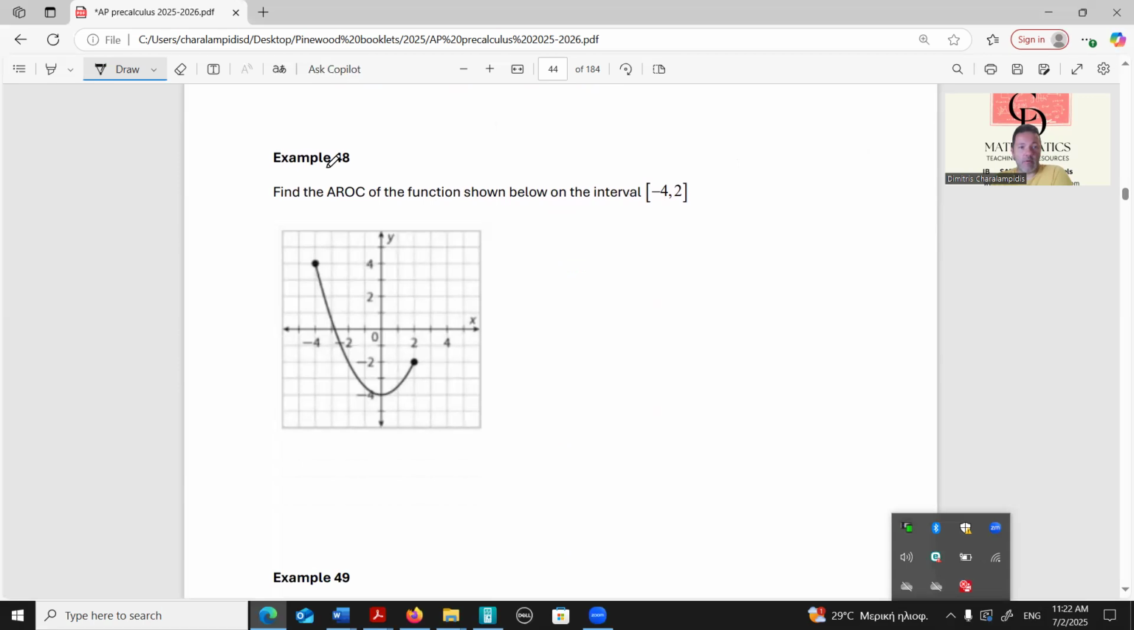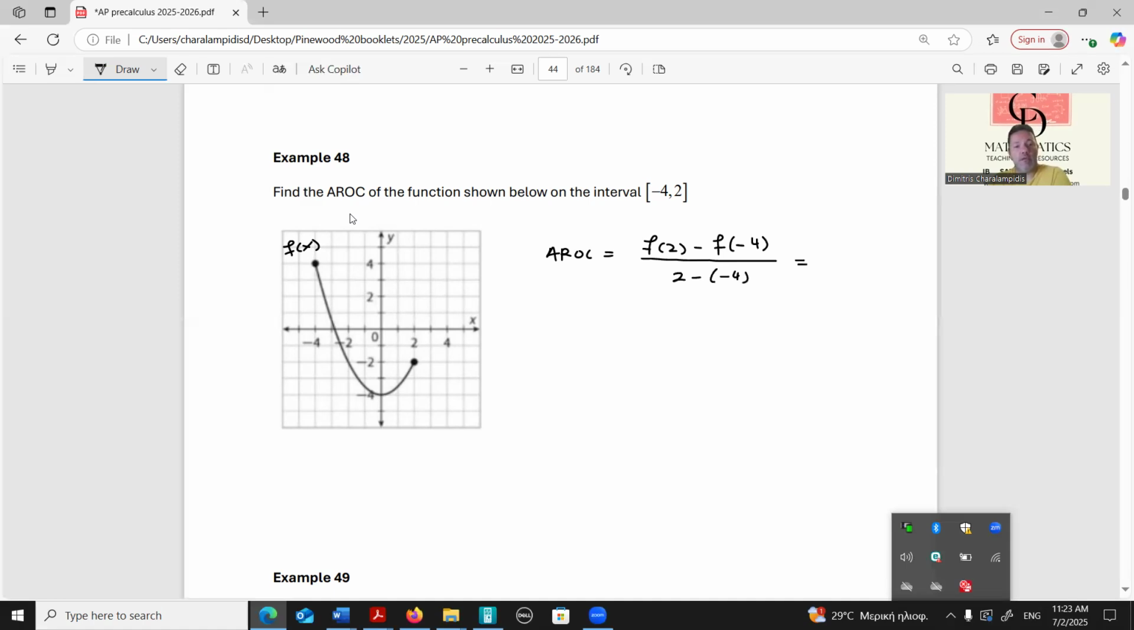In the following example, the one you have in front of your screens, we are not given the function's notation, but we are given the function's graph. And yet again, we need to calculate the average rate of change over an interval. Again, there is only one formula for the average rate of change. Let's assume that this is the graph of a function f of x. So it would be f of 2 minus f of -4 over 2 minus -4.